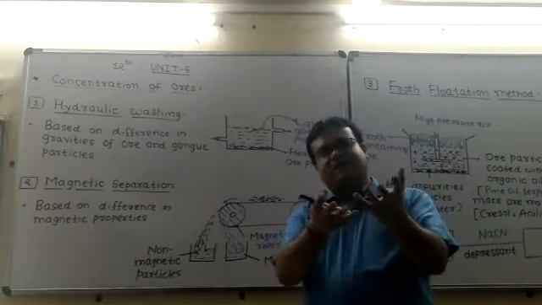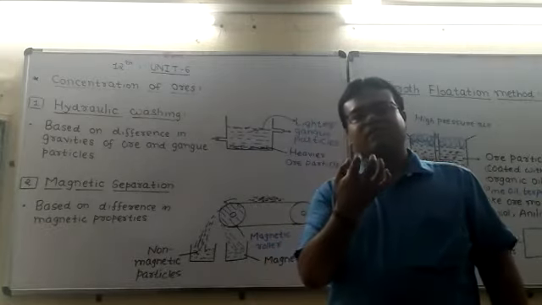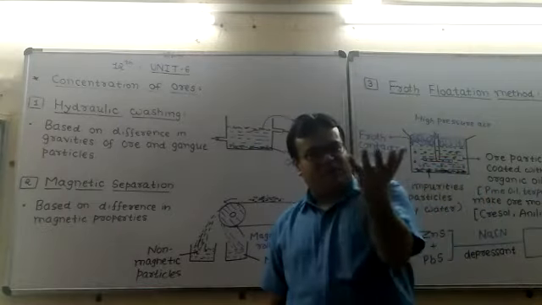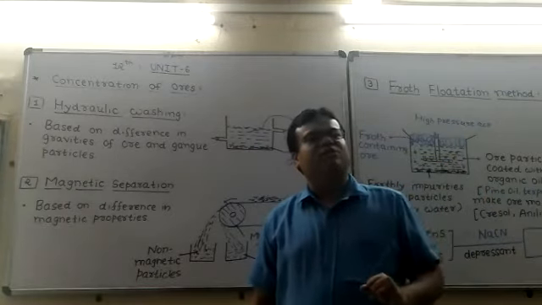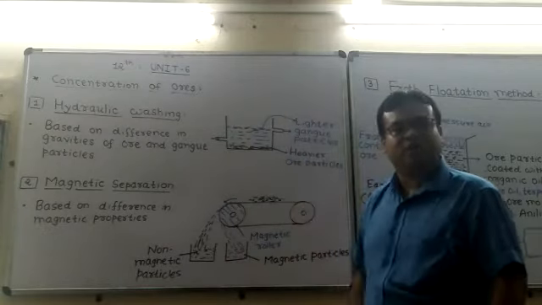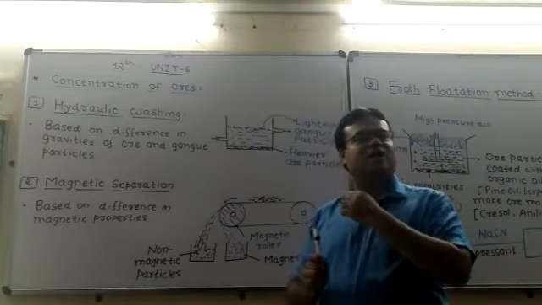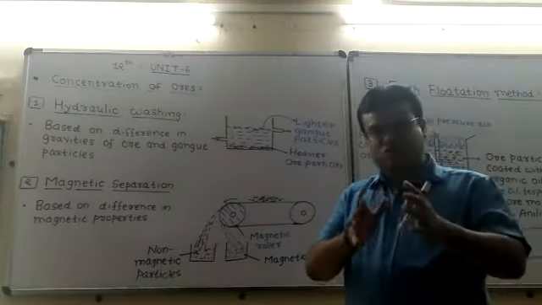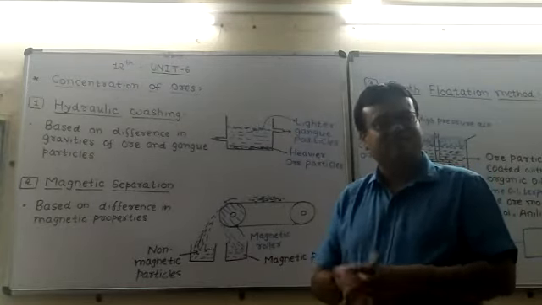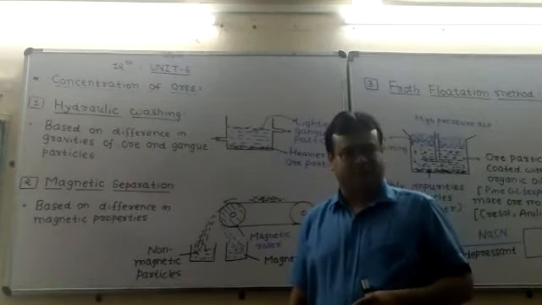For example, if I add that mixture into the water, say the ore particles are very heavy. Due to gravity, they settle down at the bottom, and the lighter gangue particles are floating on the surface. So when water is continuously moving from one end to another end, the lighter particles on the surface are easily removed with the continuous current of water, and so the level of impurity in the initial ore decreases, we can say the ore is concentrated. So that is technique number one, hydraulic washing.